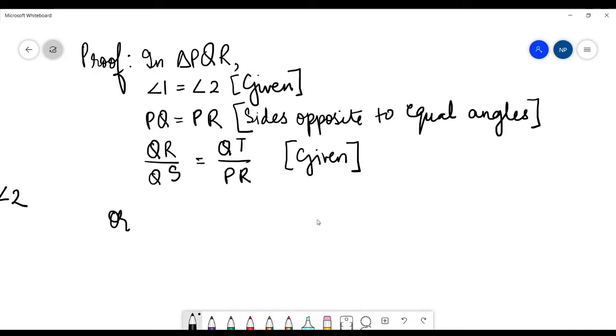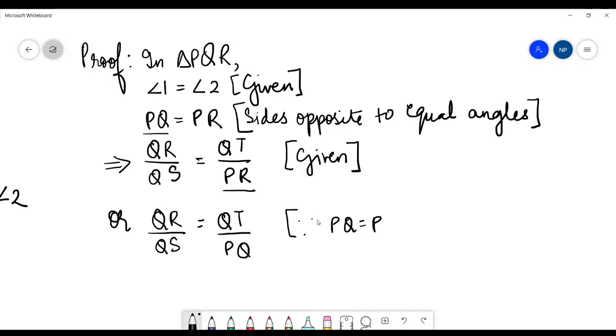Now, also we can write that we know since PR is equal to PQ, we are going to replace PR by PQ. So this same ratio we are going to write as QR upon QS is equal to QT upon PQ, since PQ is equal to PR.